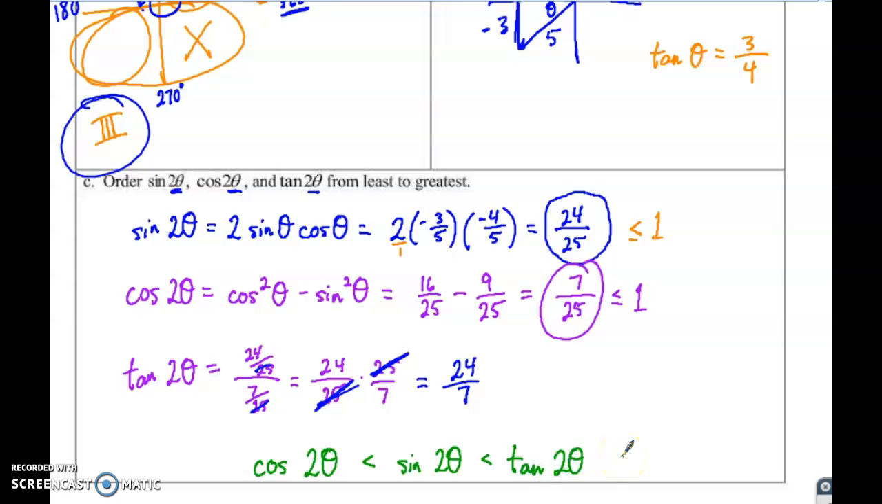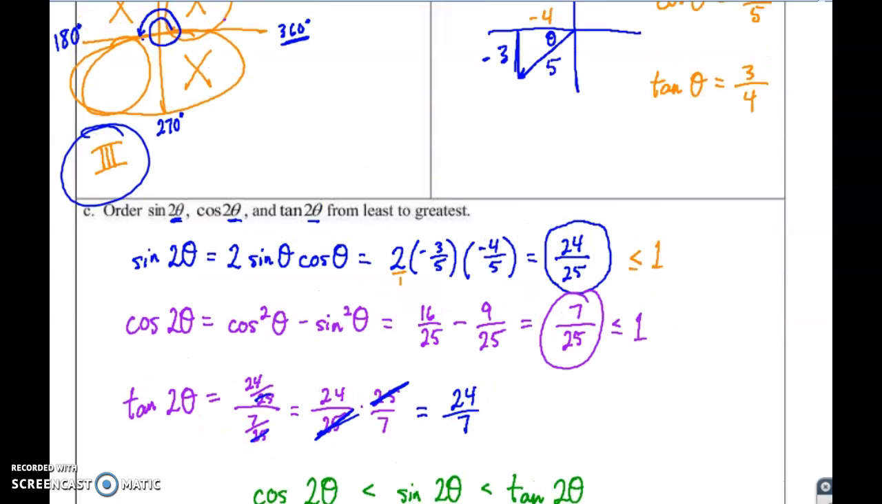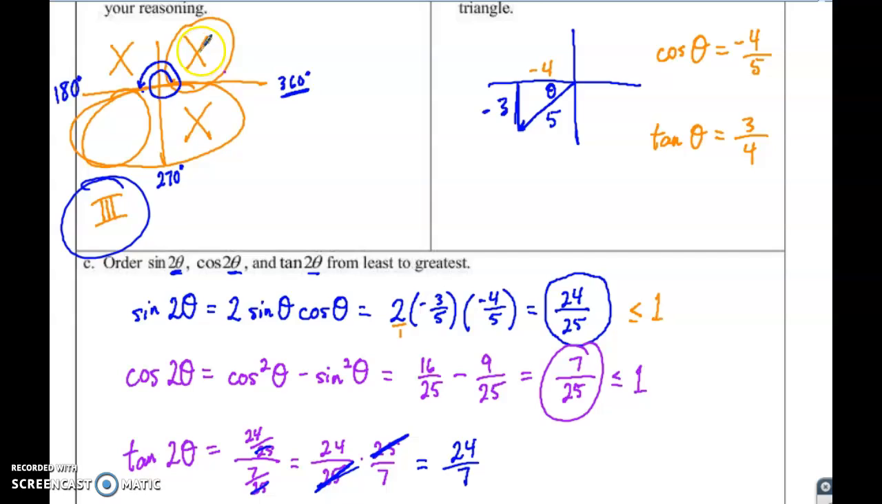And you can deduce now with confidence what quadrant we end up in, because all 3 of these are positive. 2 theta must have ended up in the first quadrant. As I predicted, I said it's either the first or second, but now we know for sure it's in the first.